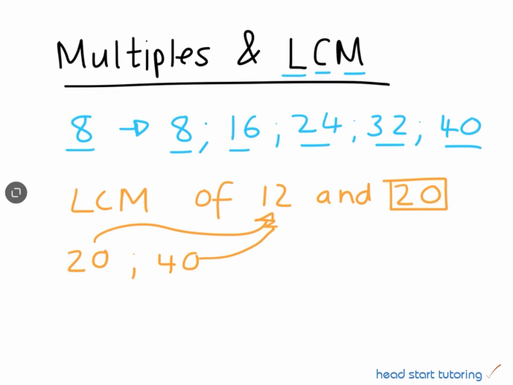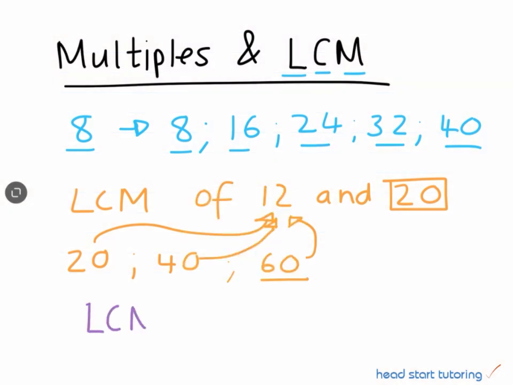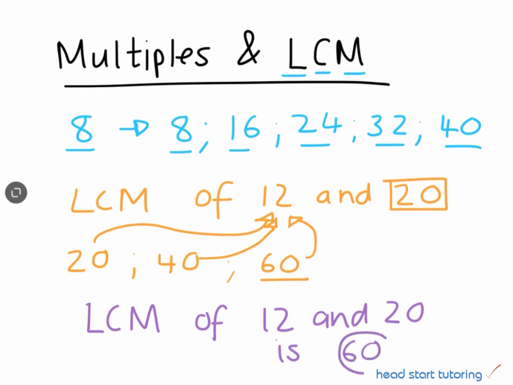Does 12 fit into 40 perfectly? Is 40 a multiple of 12? No, it isn't. So we need to go to our next multiple of 20, which is 60. Is 60 a multiple of 12? Yes, it is, because 12 fits into 60 5 times. 5 times 12 is 60, which means 60 is a multiple of 12. Therefore, the LCM of 12 and 20, or the lowest common multiple of 12 and 20, is 60.